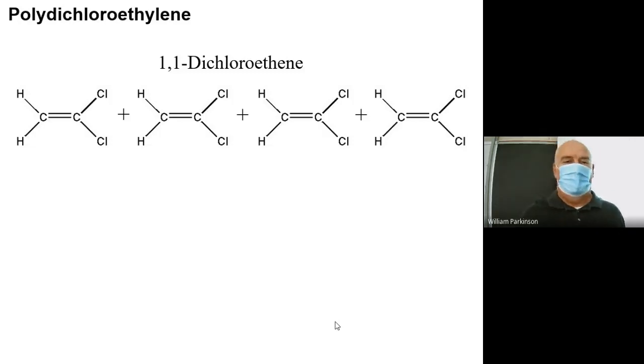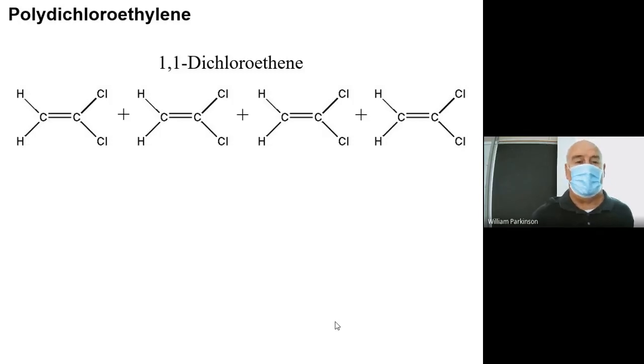The ene says there's a double bond. The eth says there's 2 carbons. So chemists have devised this hierarchy of naming that we talked about before that very explicitly tells you the connectivity of the atoms and exactly what atoms are in these particular units. So this is 1,1-dichloroethene.